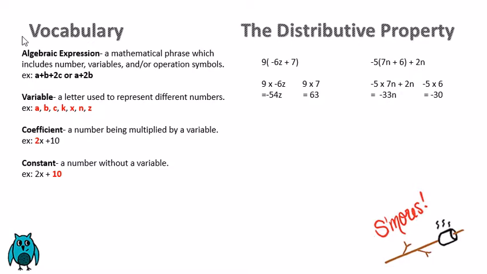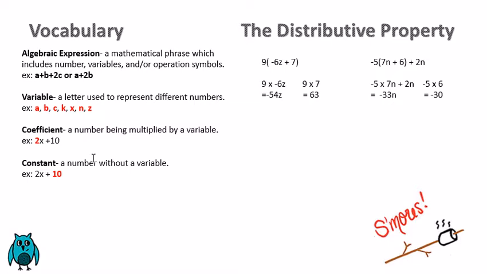So we have vocabulary here that will help you to understand various things that are to come in the following weeks. An algebraic expression is a mathematical phrase which includes numbers, variables, and/or operation symbols. And here we have an example of what an algebraic expression looks like. A variable is a letter used to represent different numbers. And examples of variables are A, B, C, K, X, N, or Z, or other letters.